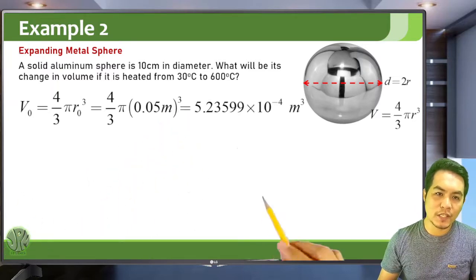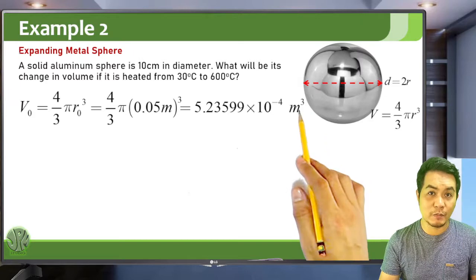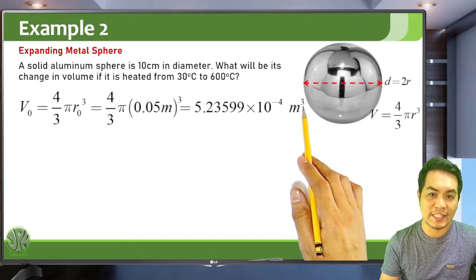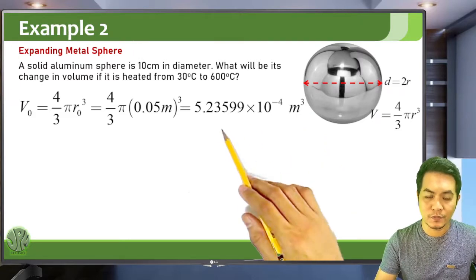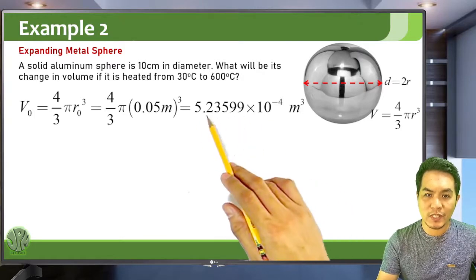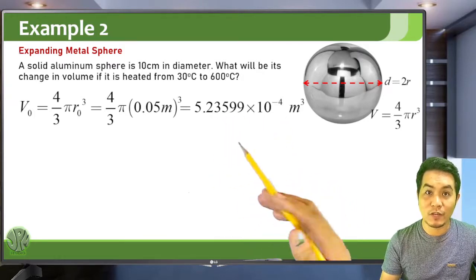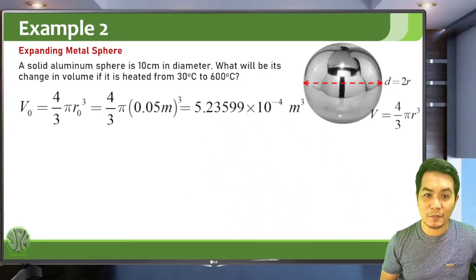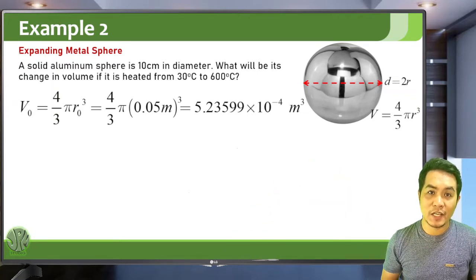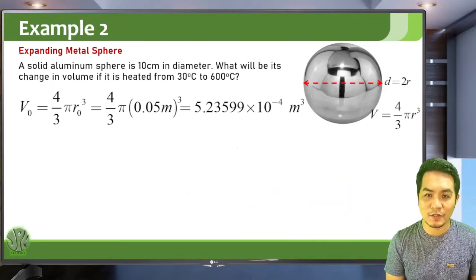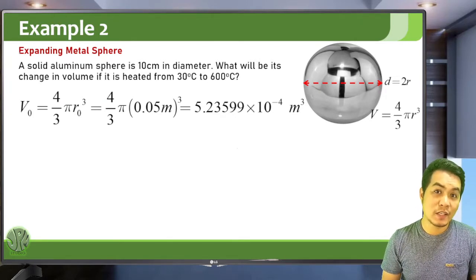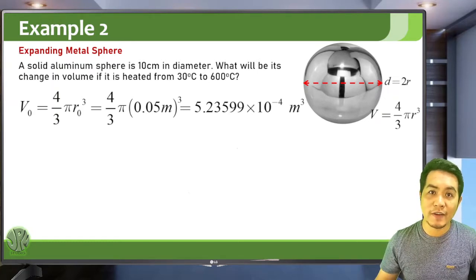You will notice that the unit is meter cubed because this is volume, cubic meters, the standard unit for volume. You will also notice that I did not round off my values because this is still an initial calculation, not the final answer. During your problem solving, please do not round off your initial calculations, only round off the final values or final answers.